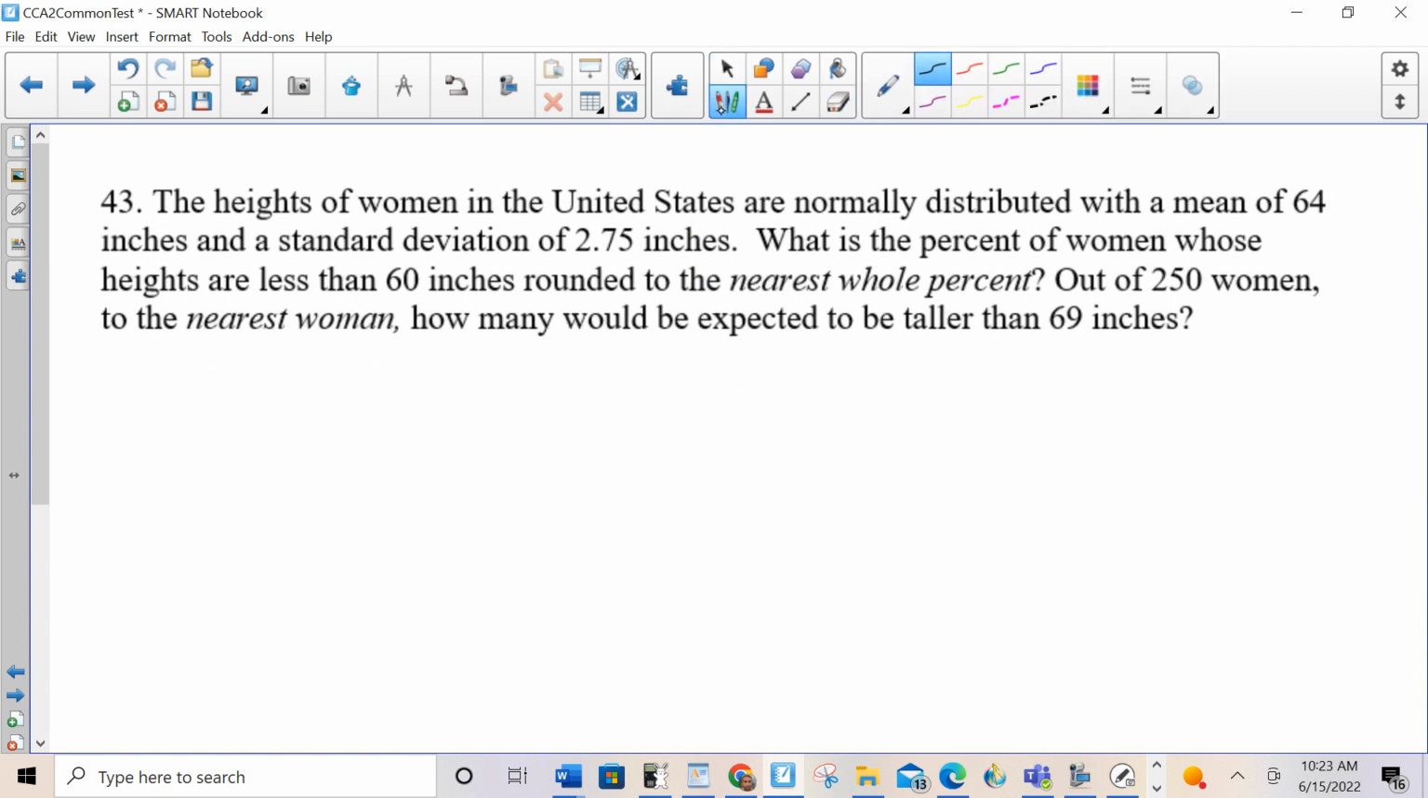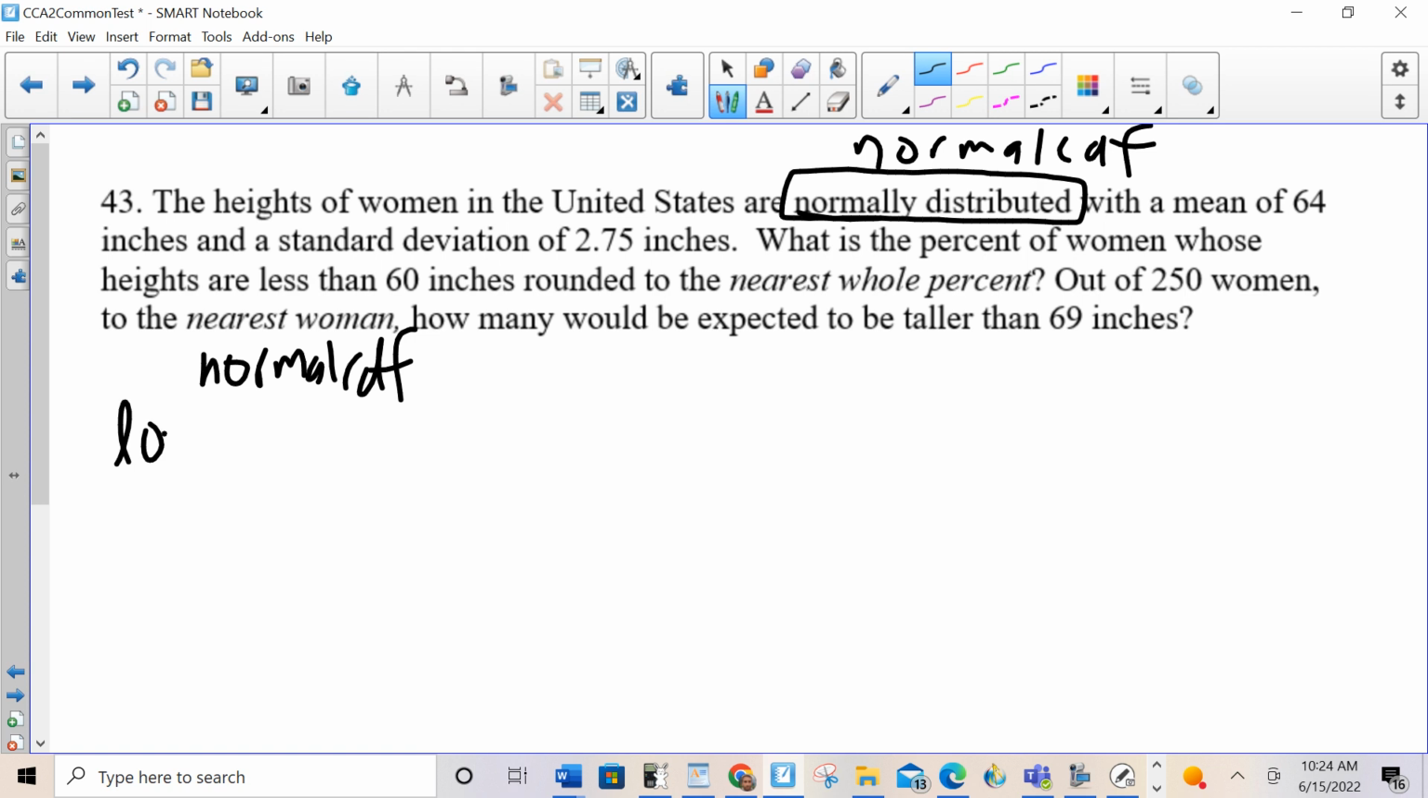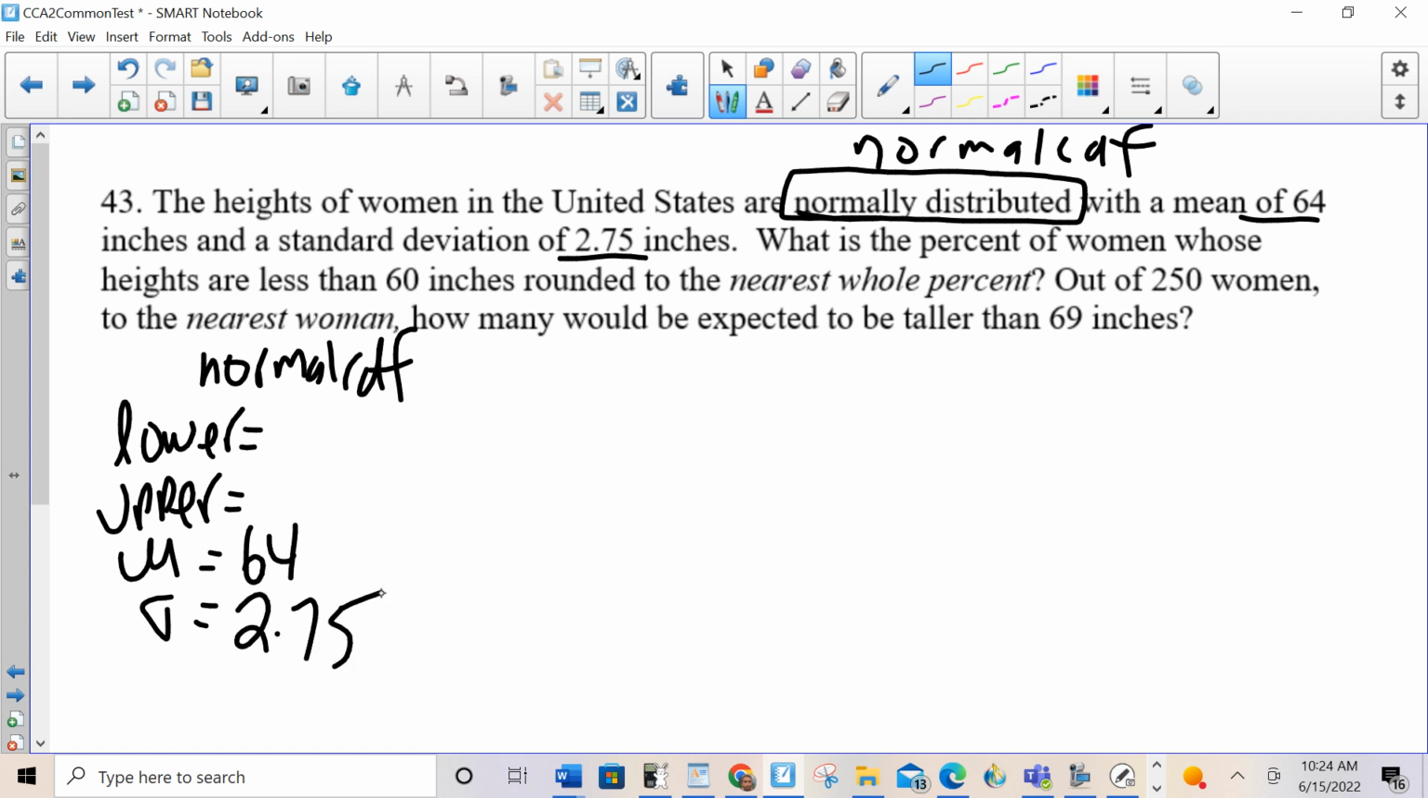The heights of women in the United States are normally distributed. This might be one of the easiest questions if you know how to do it. Whenever you see normally distributed, that's when you do normal CDF: lower, upper, mu, sigma. The mean is 64, that's your mu. Your sigma is 2.75. What is the percent of women whose height are less than 60? When you see less than, the upper is that value, and your lower is zero.